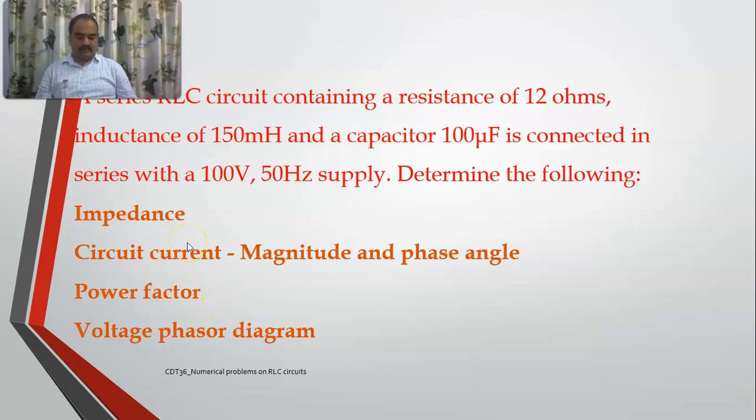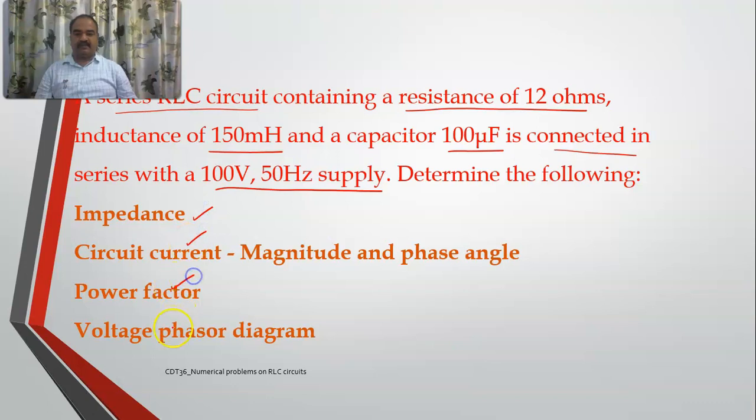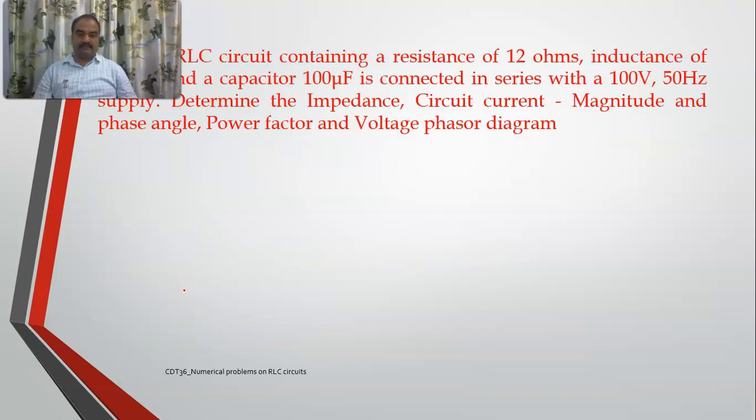Now you can see that this is one more problem where a series RLC circuit has been given for us. It consists of a resistance of 12 ohms, an inductance of 150 millihenry, and a capacitor of 100 microfarads. It is very similar to the one which we already completed in the last video. These elements are connected in series with a 100 volts, 50 Hz supply. So determine impedance, circuit current, power factor, and the voltage phasor diagram. Now let's try this one.